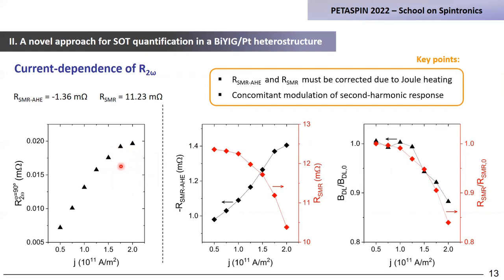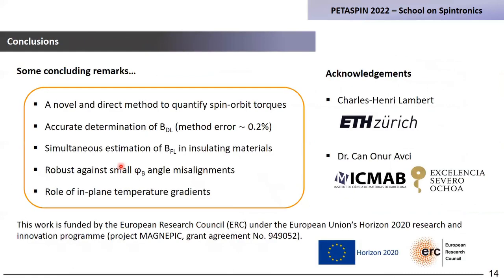To sum up, through this study, I have presented a novel methodology that allows to quantify the spin orbit torques without an important interference from the spurious thermoelectric effect. And for that, we simply consider an alternative geometry at phi equals 85 and 95 degrees. This is seen to result in an error in the damping-like torque as small as 0.2%.